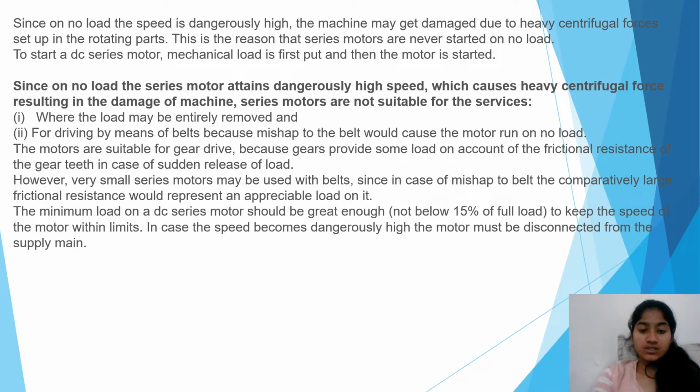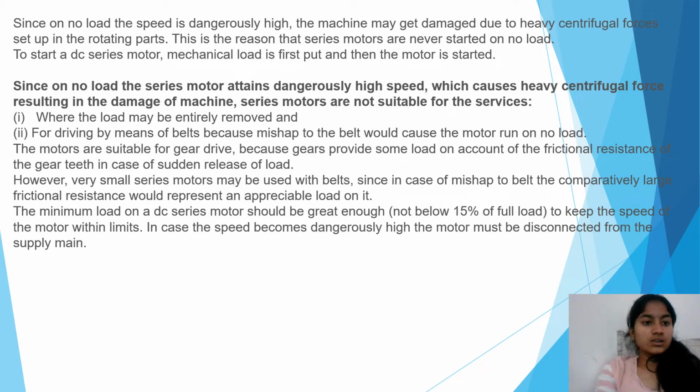Why is a DC series motor used to start heavy loads? The torque of a DC motor is proportional to the field current and armature current. In the case of a DC series motor, the torque becomes the square of the armature current. This is why the DC series motor is used for driving heavy loads.